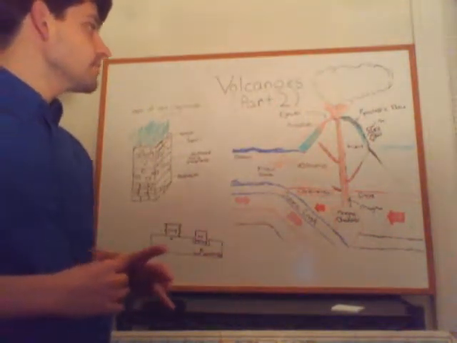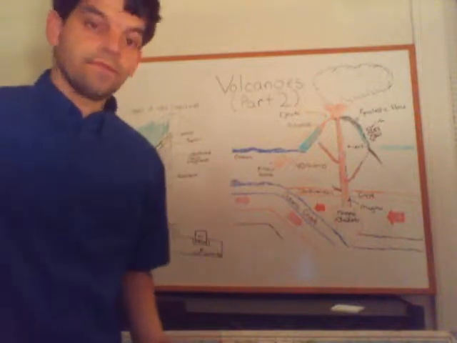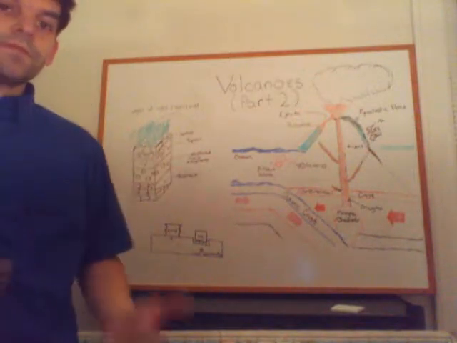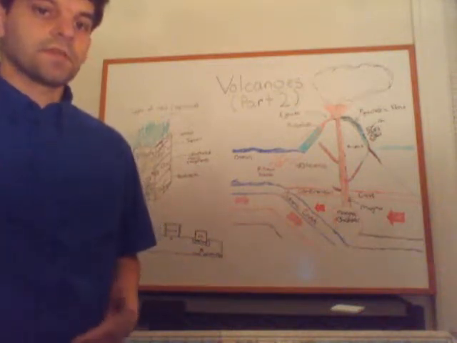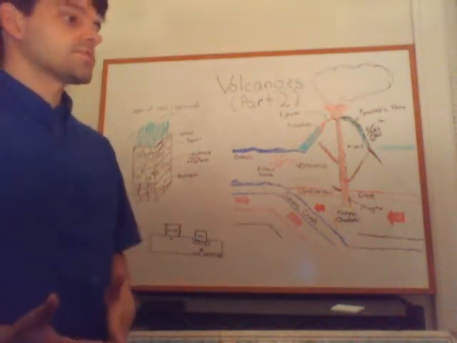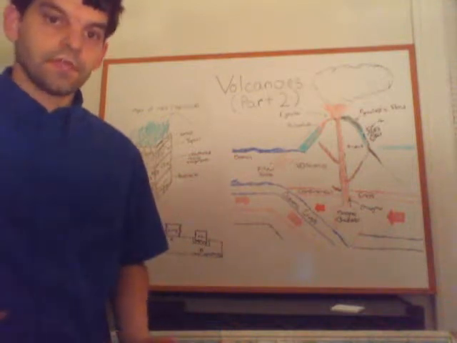We talked a little bit about the different types of lava, and we also talked about the different kinds of volcanoes as well as their statuses. We talked about active volcanoes, dormant volcanoes, and extinct volcanoes.